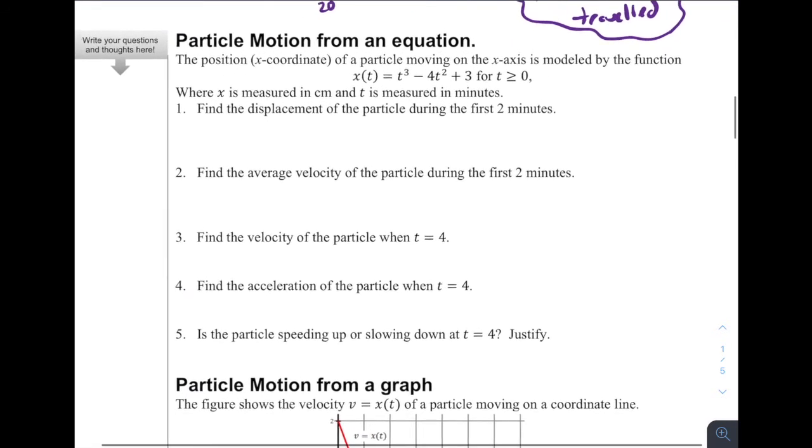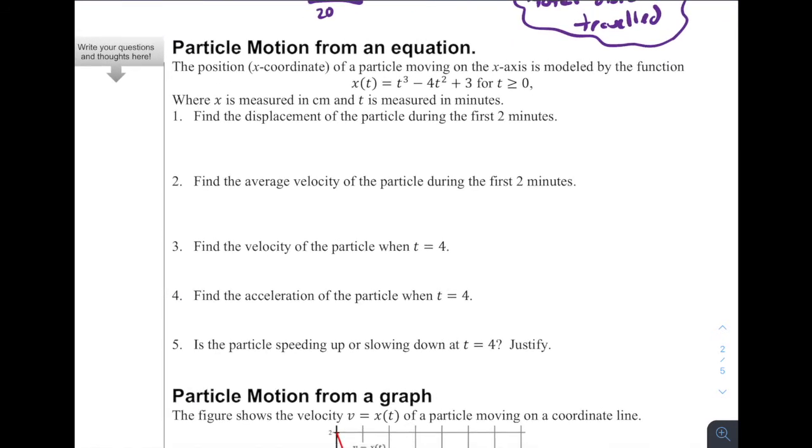They're giving us a position. The position, aka x-coordinate of a particle moving along the x-axis, is modeled by the function t cubed minus 4t squared plus 3 when the time is positive, where x is measured in centimeters and t is measured in minutes. Find the displacement of the particle during the first 2 minutes.